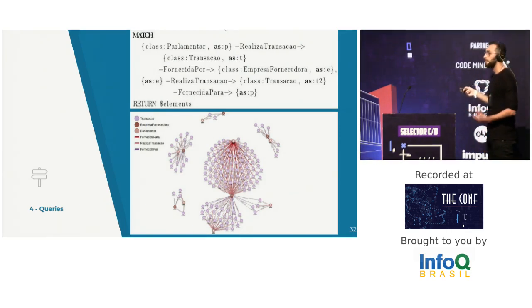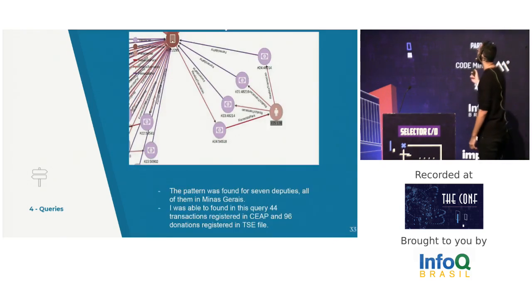So that's the pattern that I'm looking for inside my graph, and that was the result that I was able to find. This worked with open data. It was not manufactured data that I had to insert inside my database. And that's the graph that I was able to find.